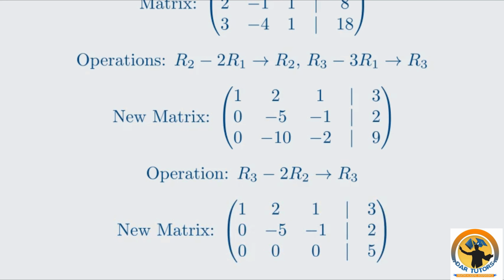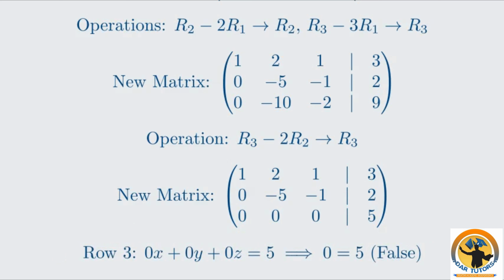Let's interpret this final row. The third row corresponds to the equation 0x plus 0y plus 0z equals 5. This simplifies to 0 equals 5, which is a false statement. This contradiction means there are no values of x, y, and z that can satisfy the original system of equations. Therefore, the system is inconsistent and has no solution.